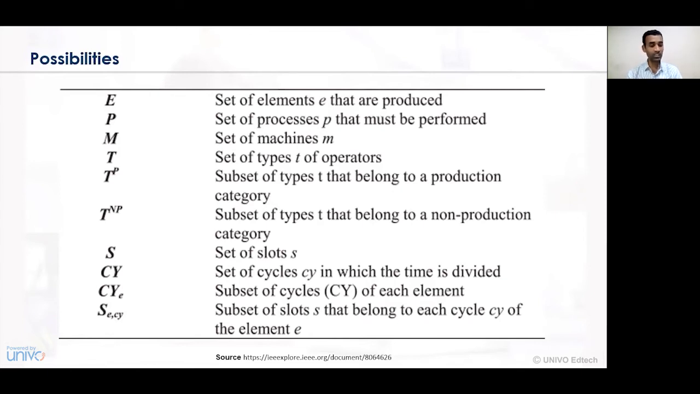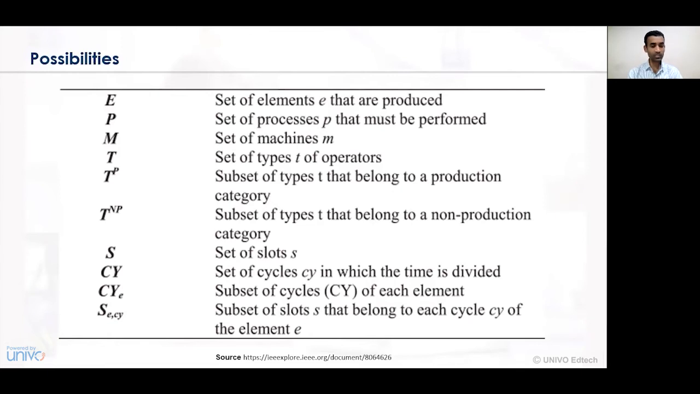The factor E signifies or clarifies the set of elements E that are being produced. The capital P provides the set of processes, that is P, that must be performed. The M states the set of machines, that is M. So how many machines have been employed, how many activities or processes have been undertaken, and how many elements have been produced.